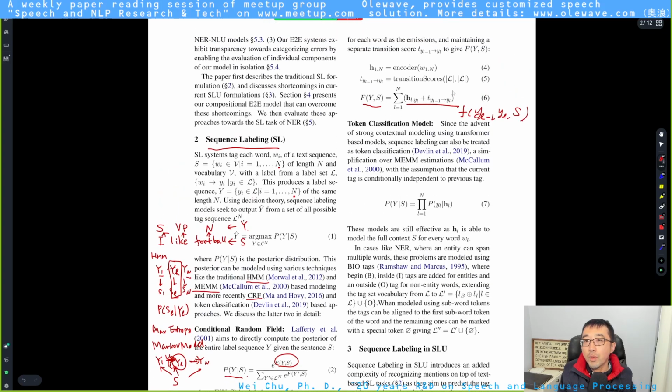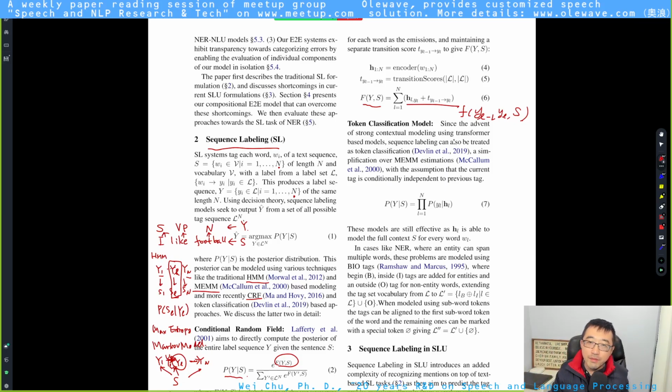this equation has 2 parts. The first part is equation 4. You just use an encoder. The encoder can be a transformer model or whatever model you prefer. You can even use a vanilla MLP. That's also called an encoder. Okay, you get that embedding. Then this is a transition score. I think you can get the transition score by counting the frequencies of the occurrences. Okay, very straightforward.